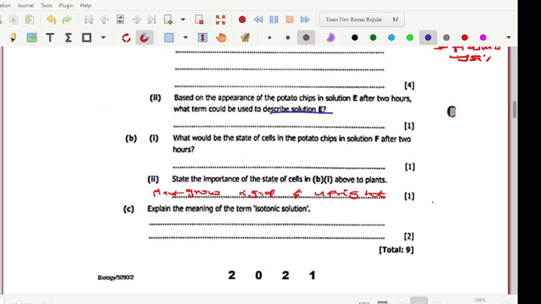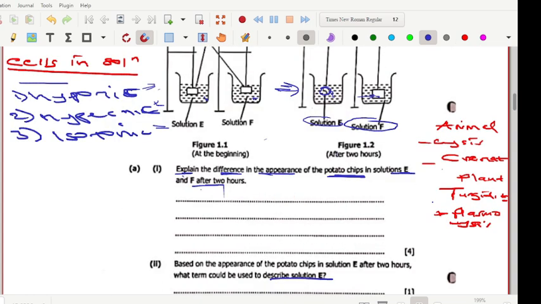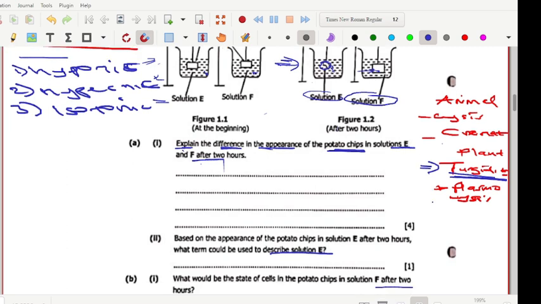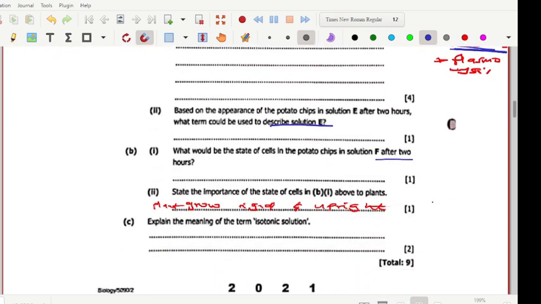Then the other question, what are they saying? What would be the state of cells in the potato chips in solution F after 2 hours? So they'll become turgid when they gain a lot of water. That's what you need to know. Then what is the importance of turgidity? It's the one which makes cells grow rigid and also upright. So no wonder a cell that doesn't have water will look very weak, if you have observed before how plants look.